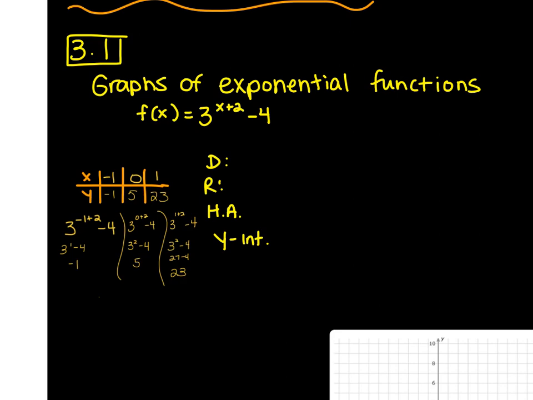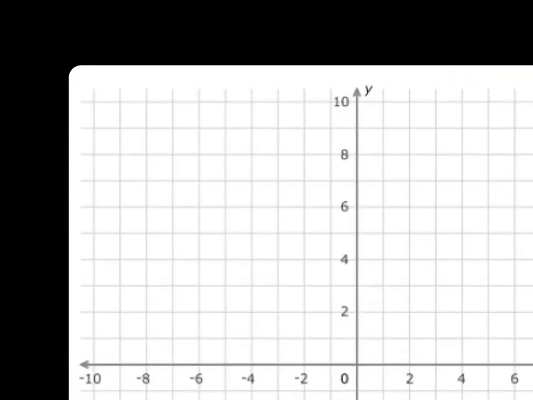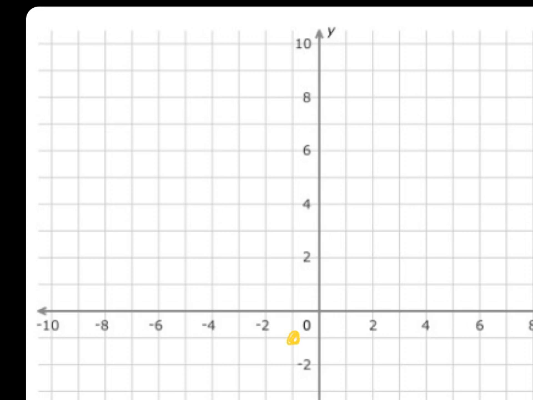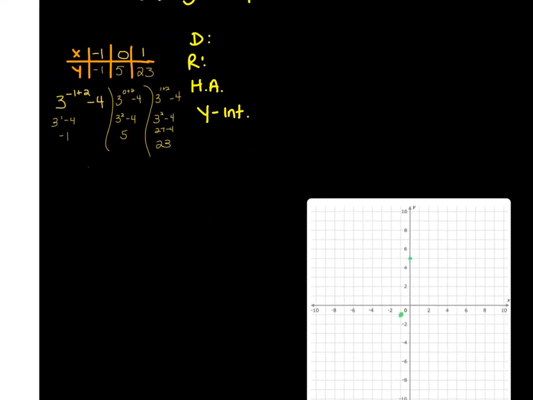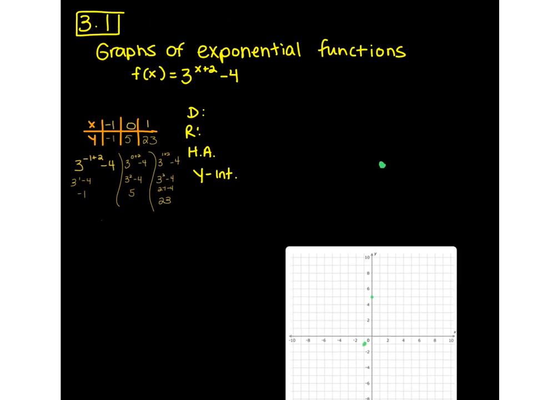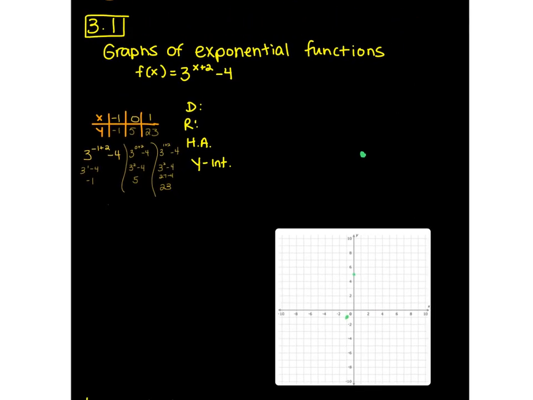Now I'm going to plot those points. Way up here. If I didn't know any better, it almost looks like a line, so you have to be careful and know that this is exponential, so it takes a curve, and also know that it has a horizontal asymptote. So when there's an exponential function, it has a horizontal asymptote, and that horizontal asymptote is based on your vertical shift.